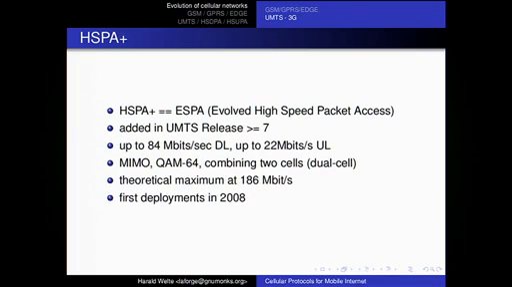Then there's HSPA Plus, which is the latest extension to those standards, which was added in release 7 of the specification, and it permits up to 84 megabits in downlink and 22 megabits in uplink. By using MIMO techniques, QAM64, and also by combining actually two cells. So a single phone can use two cells simultaneously in order to extend the bandwidth beyond what a single cell could provide. It's a theoretical maximum of 186 megabits, which is theoretical, of course.